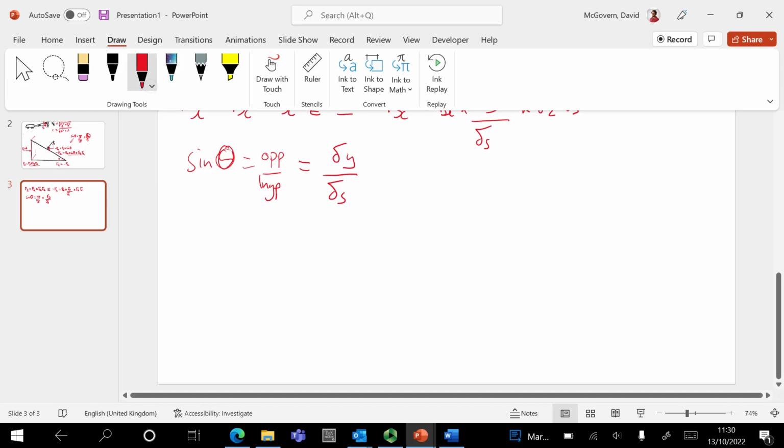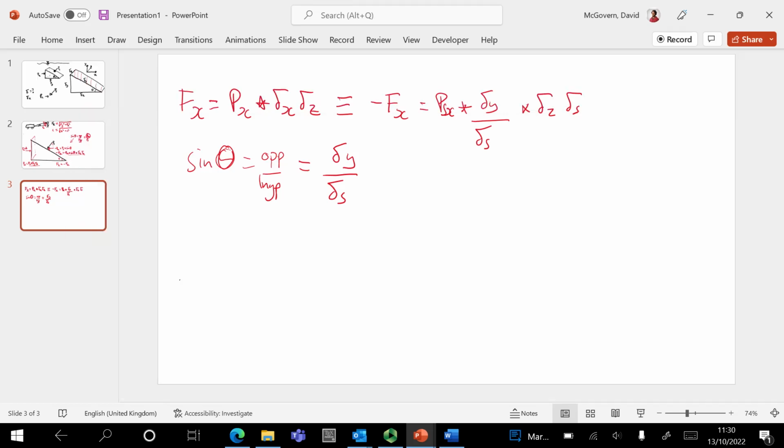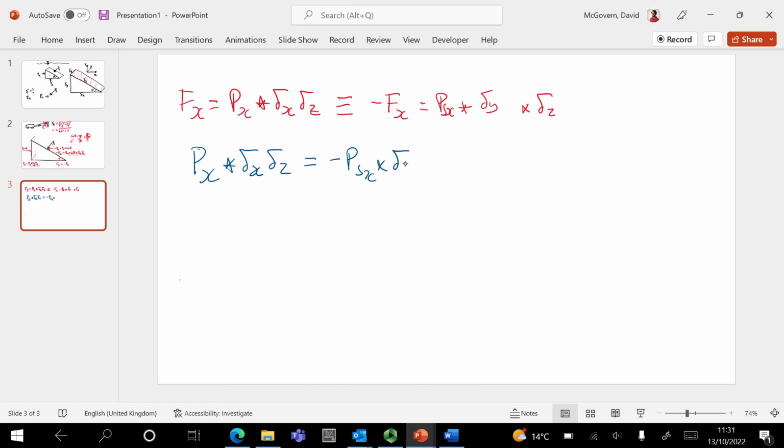Now we're getting somewhere because the next thing I can do is cancel this out. That one and that one cancel out. So I'm left only with delta y times delta z. So removing all that, let's rewrite it. So we've got px multiplied by delta x delta z equals negative p sx multiplied by delta y delta z.